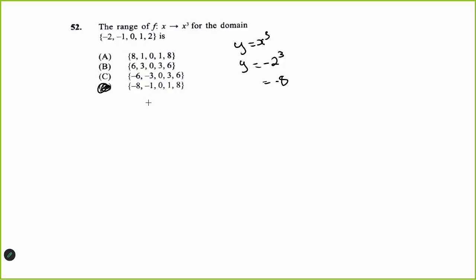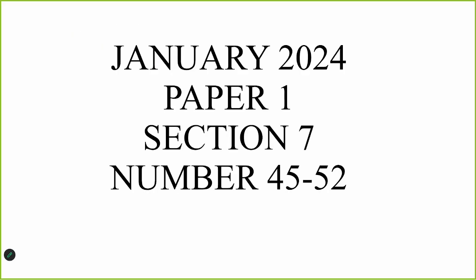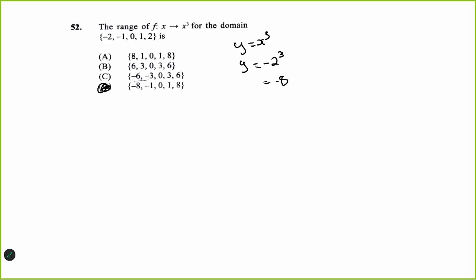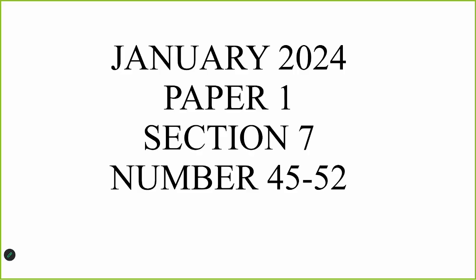Right? You can try to do the rest and you will get the same answer, but I'm just saying, because we know for a fact that your first answer is negative 8, the only one with negative 8 would be D. And that is the end of May-June 2024. Let's look at January 2024.